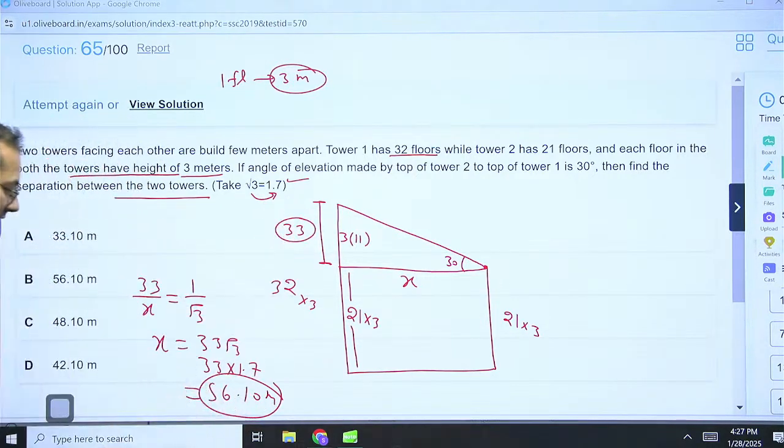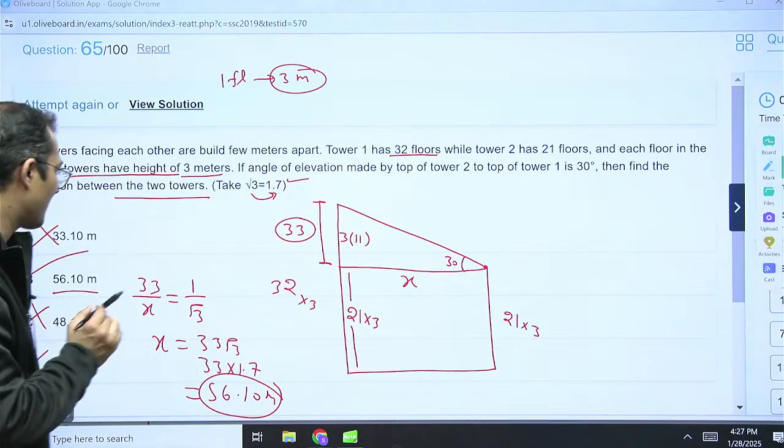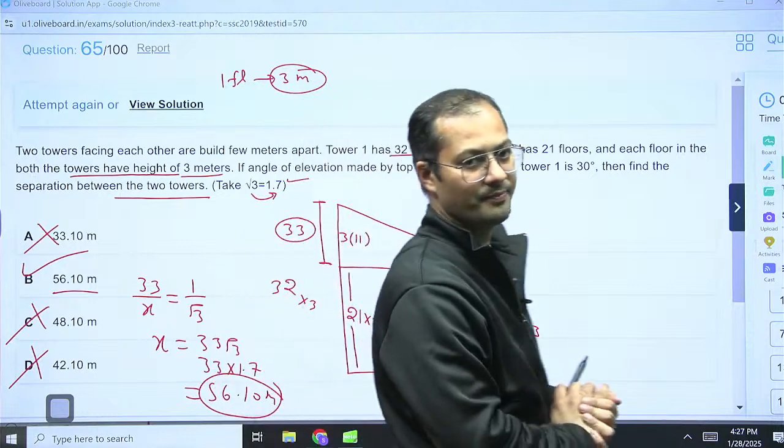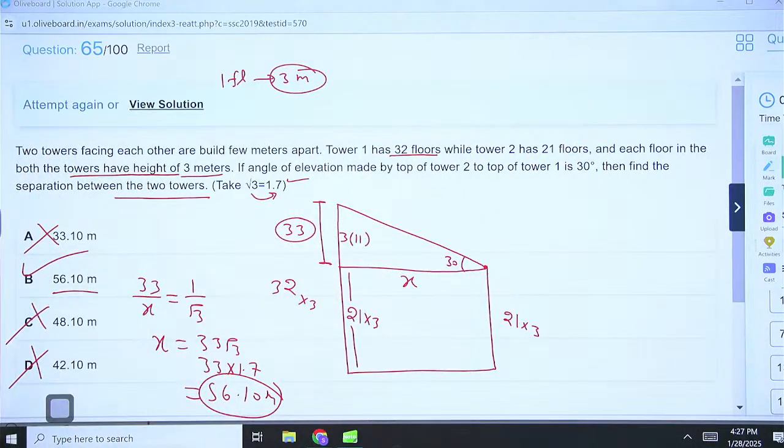Or we can check by multiple of 1.7, right? See, here we can check the multiple of 1.7. So this is not the multiple of 17. This is the multiple of 17. This is not the multiple of 70. Okay. So we can also check by multiple approach also. Okay. So let's move to the next question.